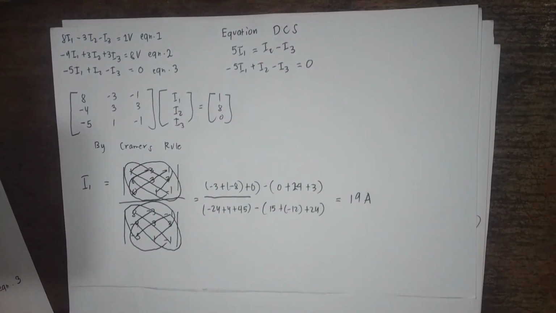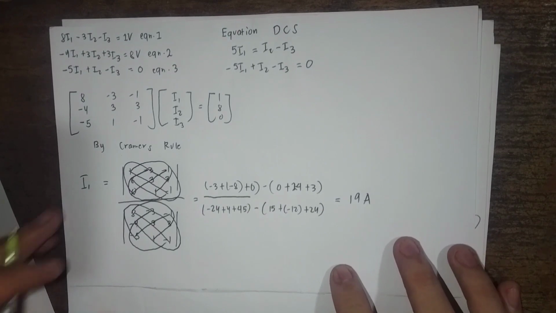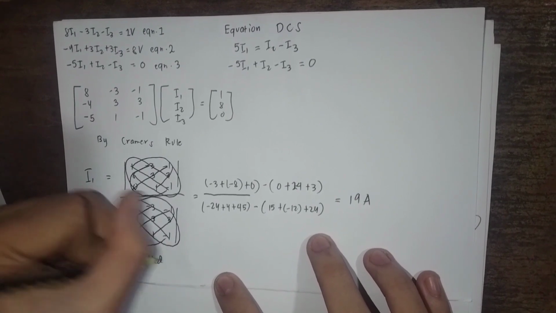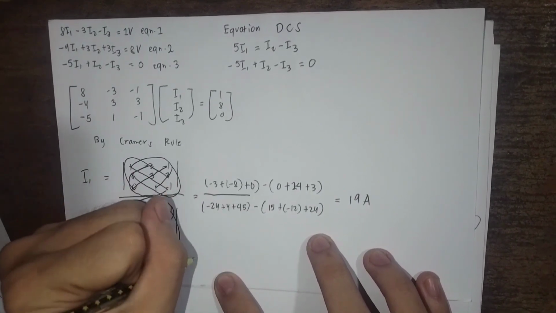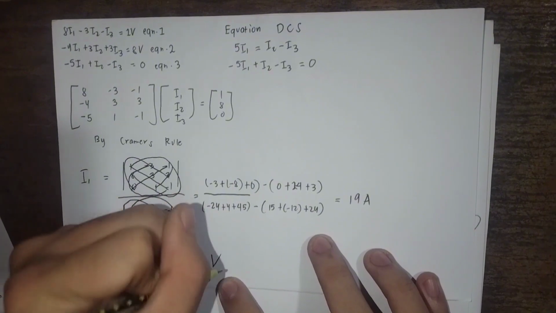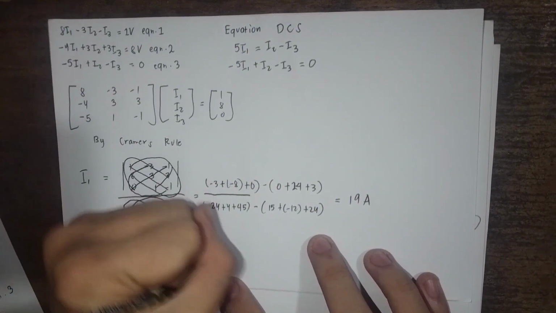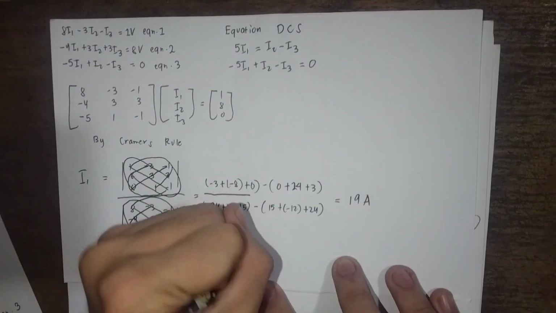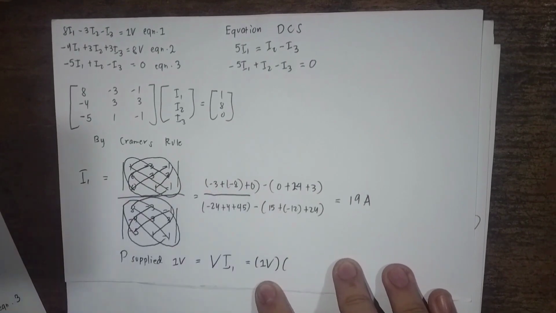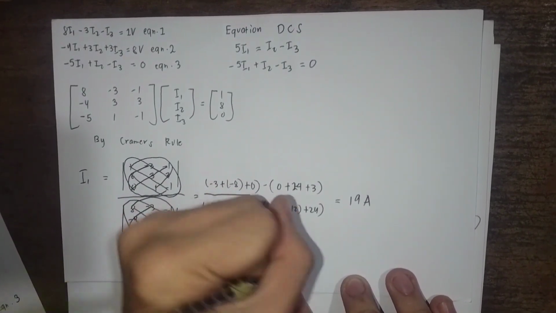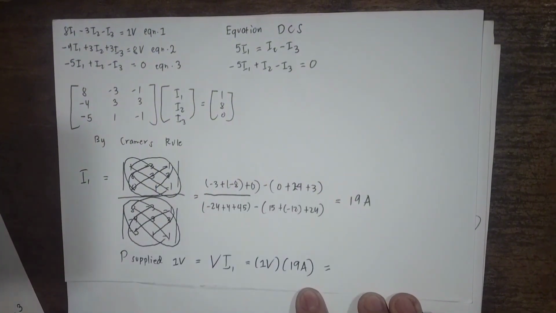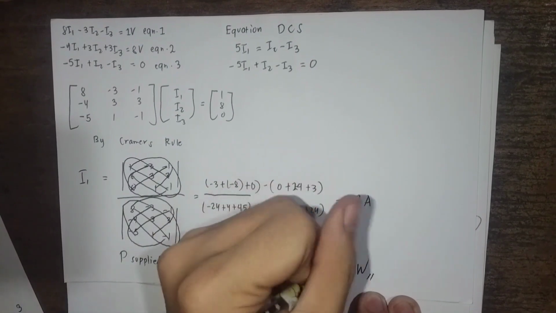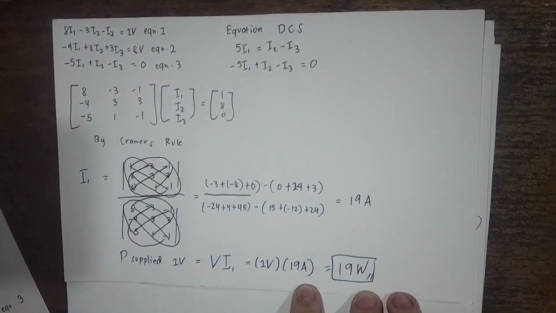So now we can solve the power of the 1 volt source. Power supplied by the 1 volt source equals voltage times the current I1. The voltage of our source is 1 volt, and our current I1 is 19 amperes. So our power supplied is 19 watts. This is our final answer, 19 watts.